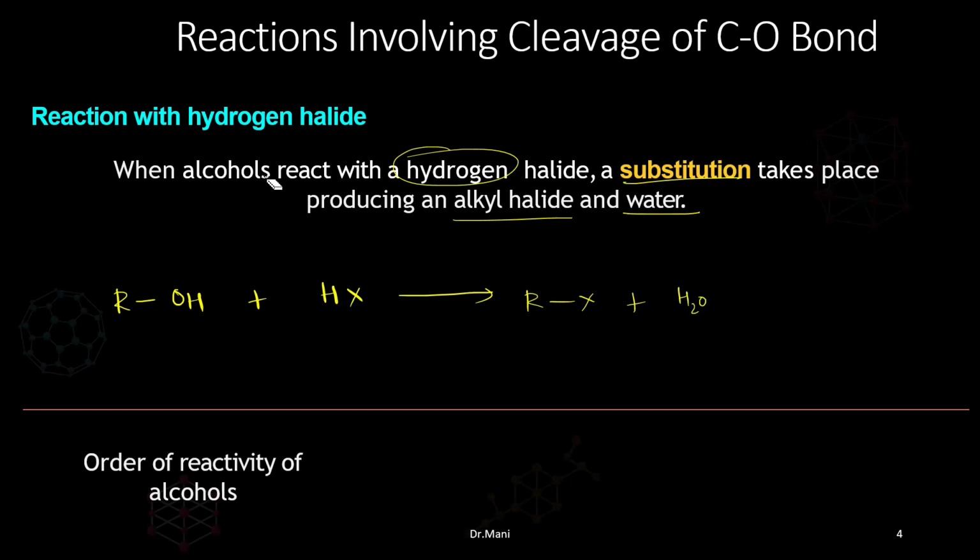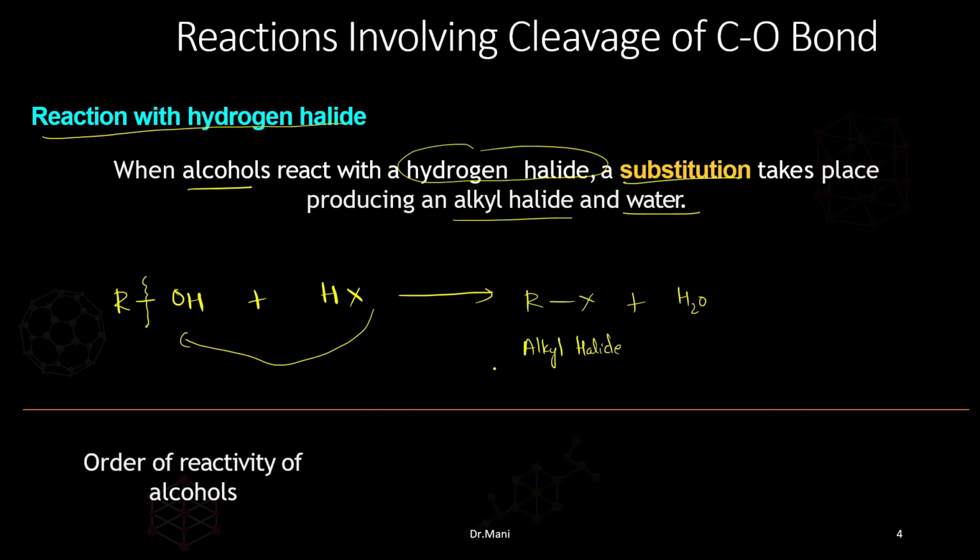So what are we saying here? When an alcohol reacts with the hydrogen halides, that is HX, a substitution takes place here. What is substituting here? R is breaking the bond and X is going and attaching here. So a substitution is happening here, which results in the formation of alkyl halides and water. So this is the reaction with the hydrogen halides.